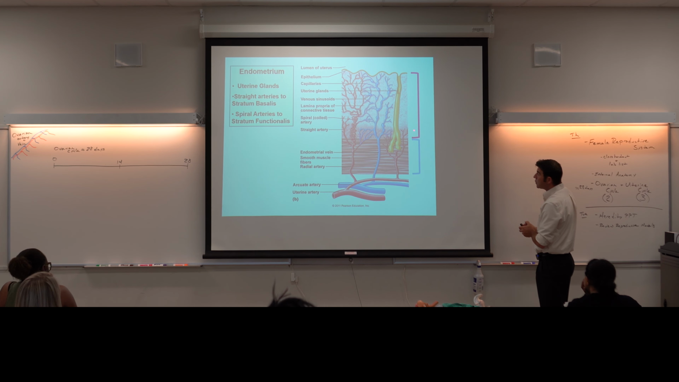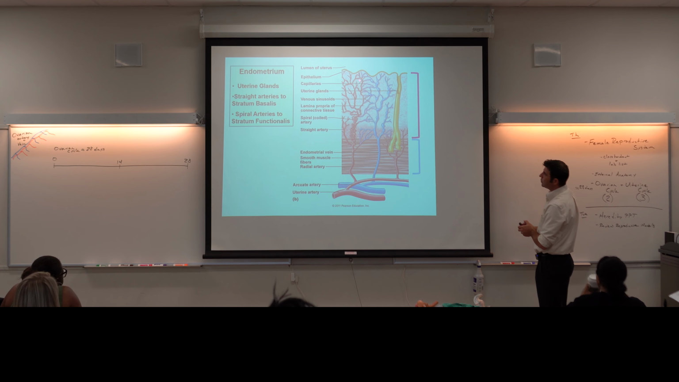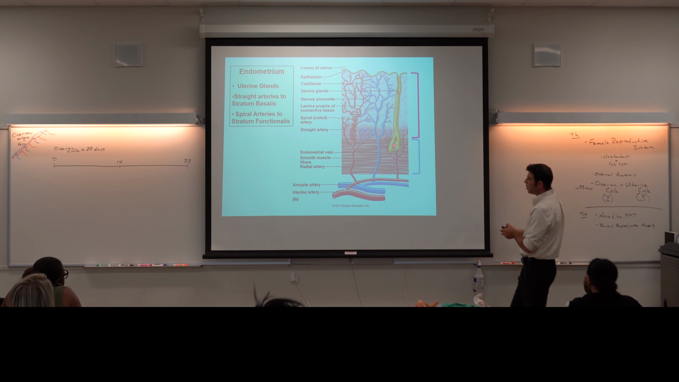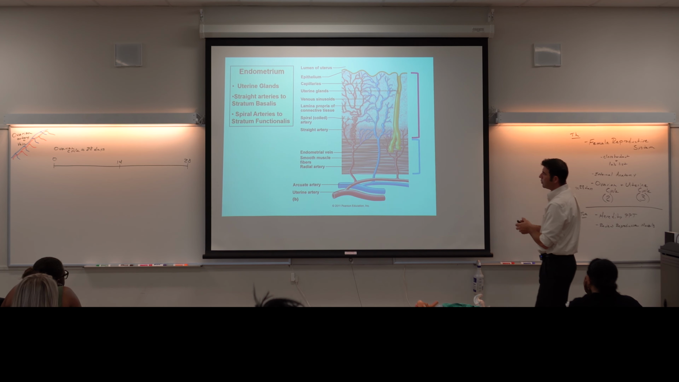What's lost is just this superficial layer called the stratum functionalis. So you get a lot of these spiraled blood vessels that, on the cycle of about every 28 days, are completely lost and then regrown. And these glands, we can see the tubular parts of the glands are completely lost. The base part of the gland is retained and it has to regrow every 28 days.